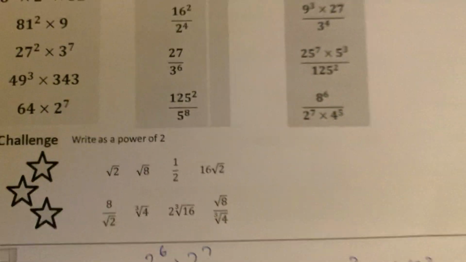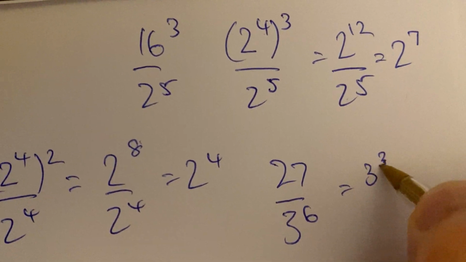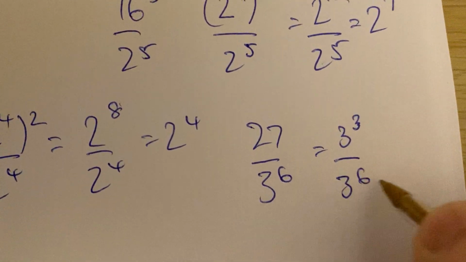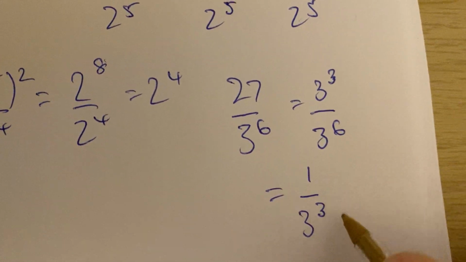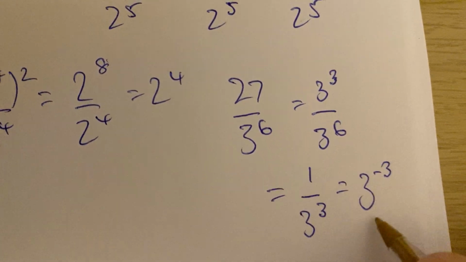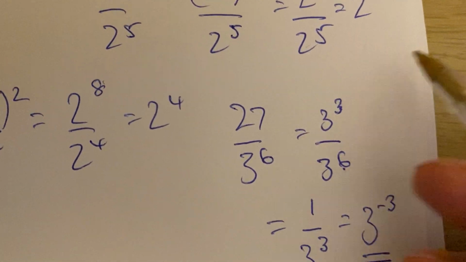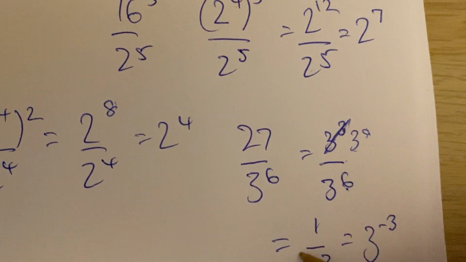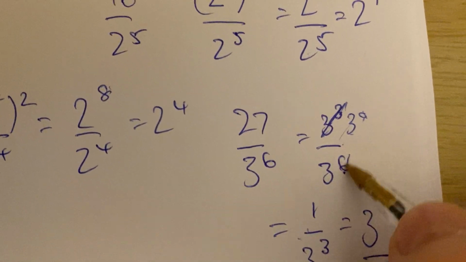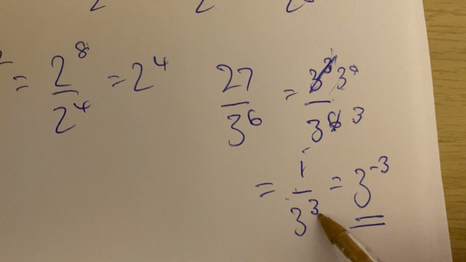27 over 3 to the 6. Right, so 27, we know that is 3 cubed all over 3 to the 6. So that is now going to be 1 over 3 to the 3, which can be written as 3 to the minus 3. Let's just go through that. We've got 3 here, 6 there. So that drops down to 3 to the 0, which is 1. Anything to the 0 is 1. Okay, so that's 1, and that drops down to 3. So that's now 1 over 3 to the 3, which you can write as 3 to the minus 3.